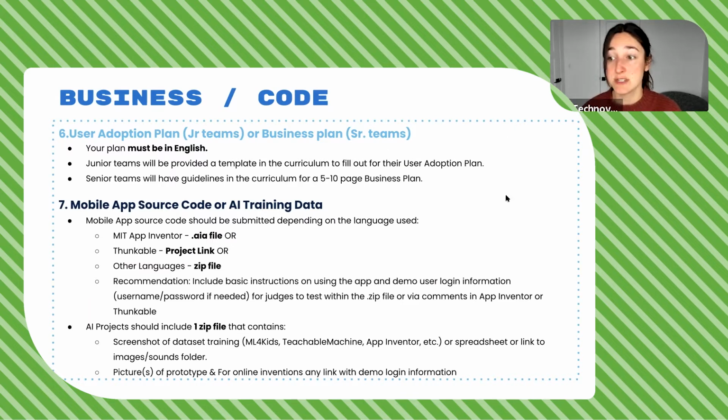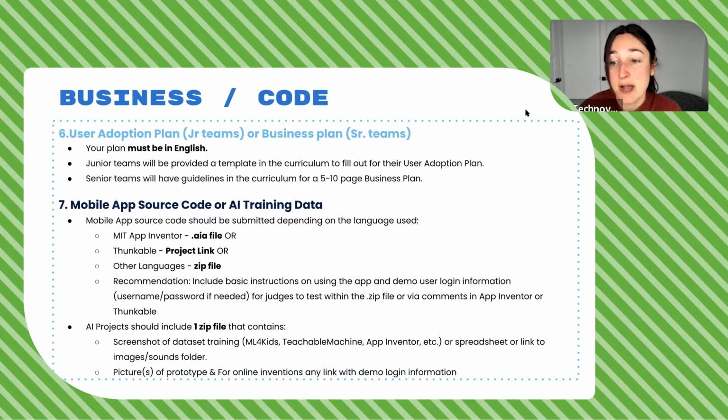And the junior teams, again, on the curriculum will have a full template to fill out for the user adoption plan, and the senior teams will have guidelines in the curriculum. And it's about a 5 to 10 page business plan that they can write, no more than 10 pages, but they'll have plenty of space to explain their business.